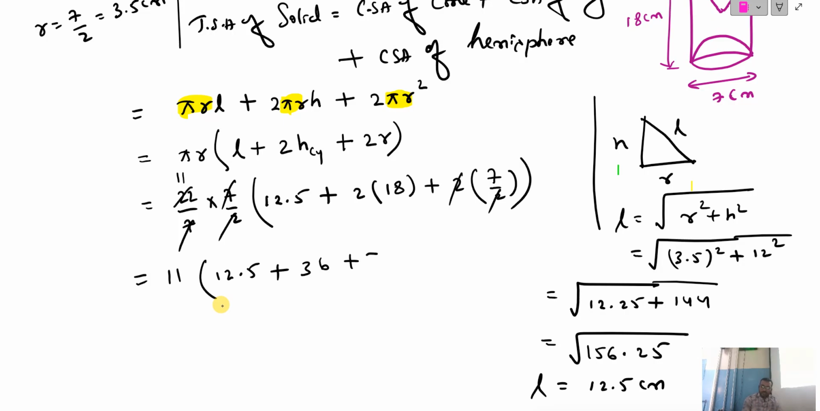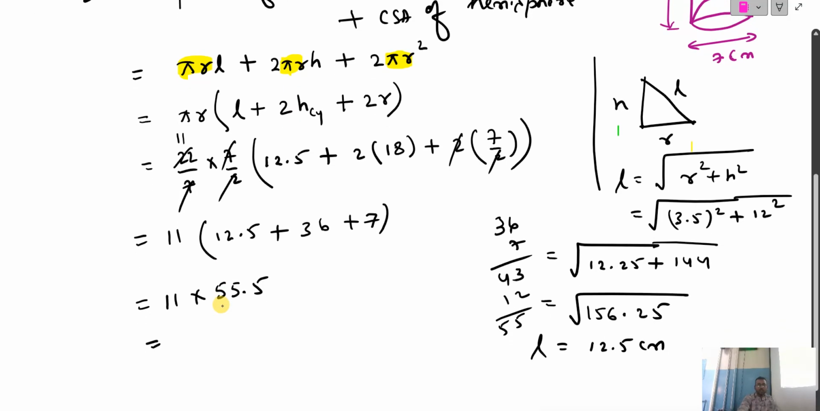This 2 gets cancelled, plus 7. Then 11 into, calculate 36 plus 7, that is 43. 43 plus 12 is 55, so the answer is 55.5. Multiply fast. Tell me the answer. What is the value? 11 into 55.5.